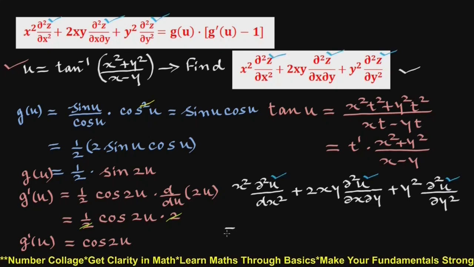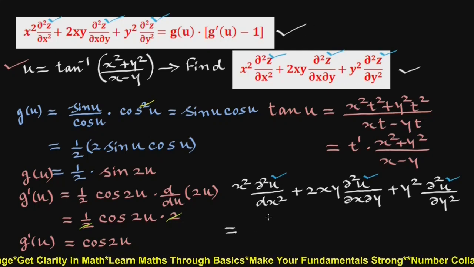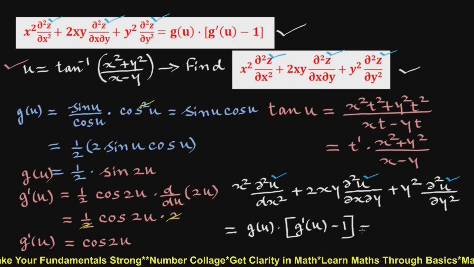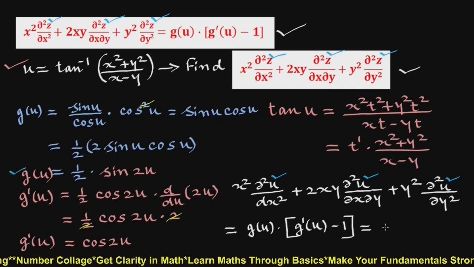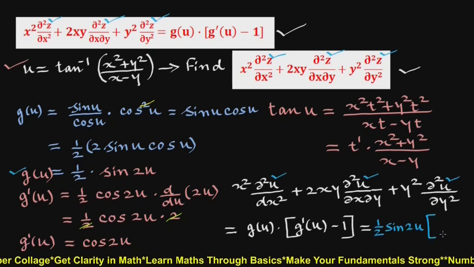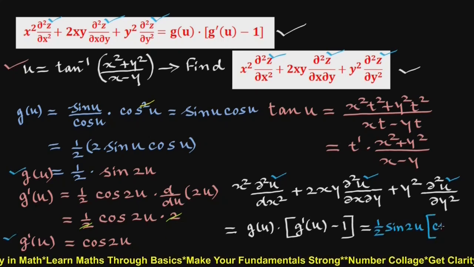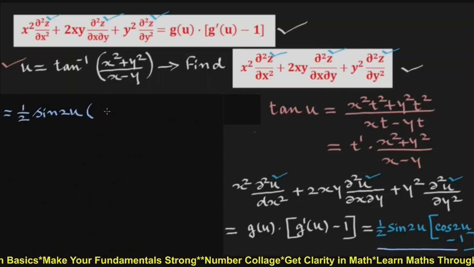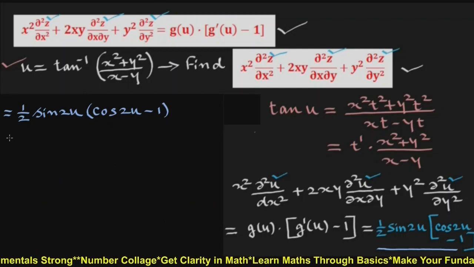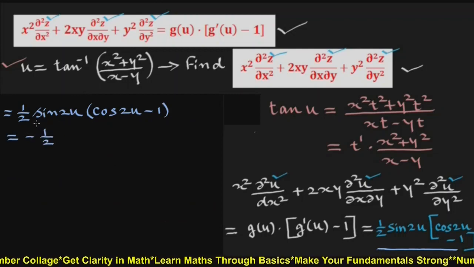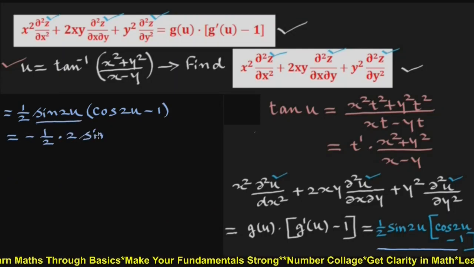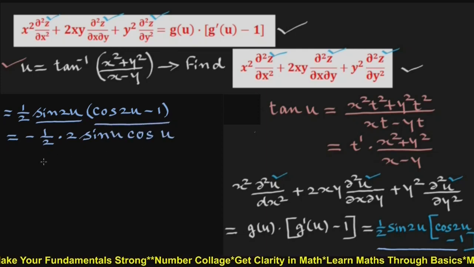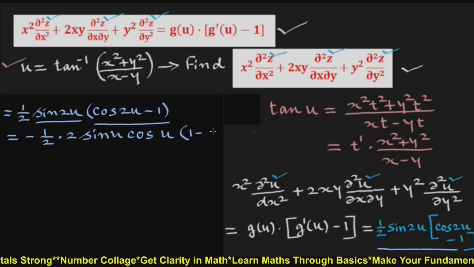So according to this expression, it will be g(u) into g'(u) minus 1, which is g(u) from here, half sin 2u, into g'(u) from here, cos 2u minus 1. This will be half sin 2u into cos 2u minus 1. We write this 1 half. For sin 2u, we write 2 sin u cos u, and we write this cos 2u minus 1 as 1 minus cos 2u.